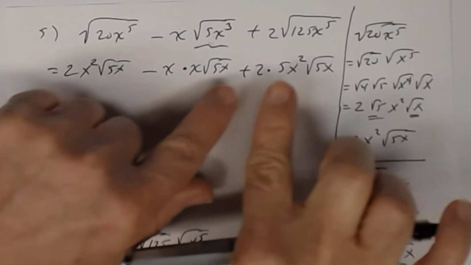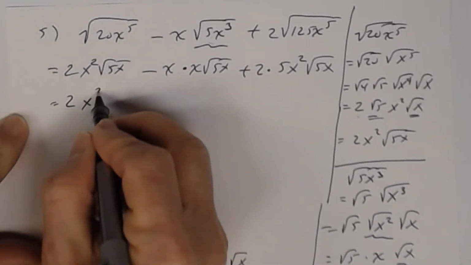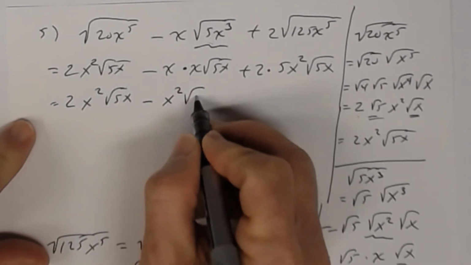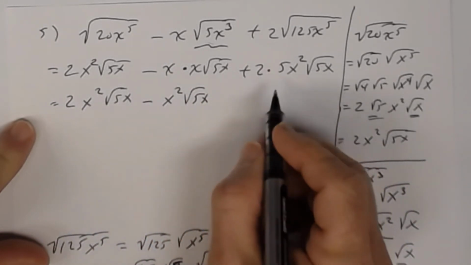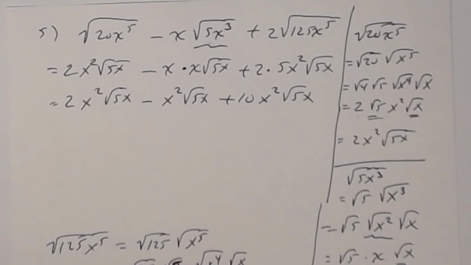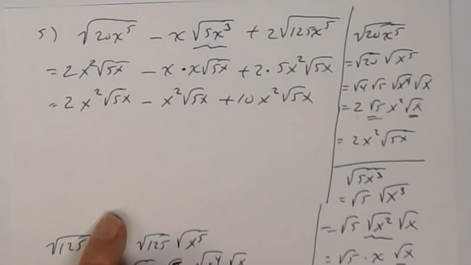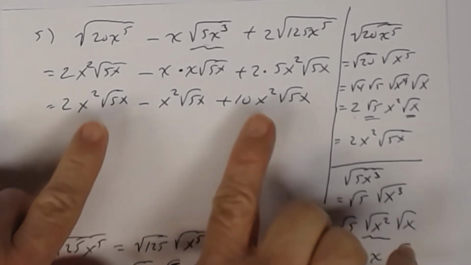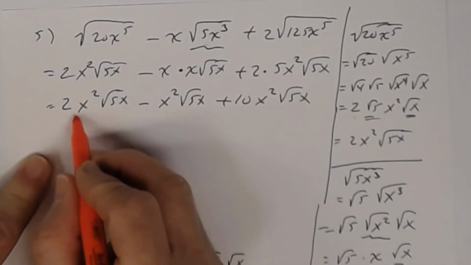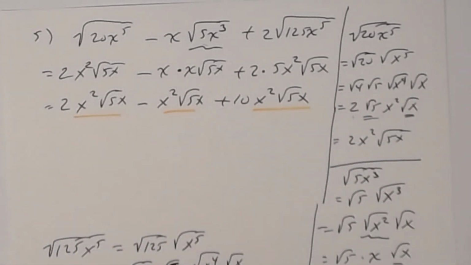Now, let's simplify them further. So I have 2x squared square root of 5x. I know that x times x is x squared, so I get minus x squared square root of 5x. And I know that 2 times 5 is 10, so I get plus 10x squared square root of 5x. All right. Now I want you to notice, and this is important that you see this, that all 3 terms are like terms. They all have the square root of 5x. In addition to that, you see some of the variables. You have x squared, you have x squared, and you have x squared. So that makes them all like terms. And all you have to do now is just combine their coefficients.